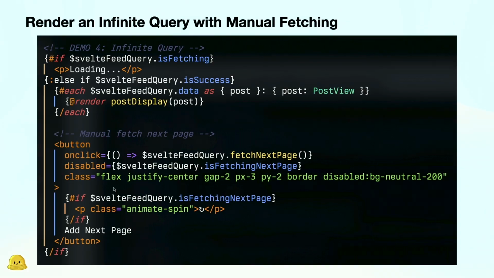Rendering an infinite query is as easy as using an each block. You can see up top here, svelteFeedQuery.data. We're just getting each one as a post and then rendering it with a snippet there. And then to manually fetch the next page, we have a button. On click, we just need .fetchNextPage to trigger it.